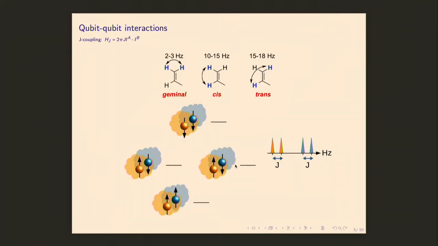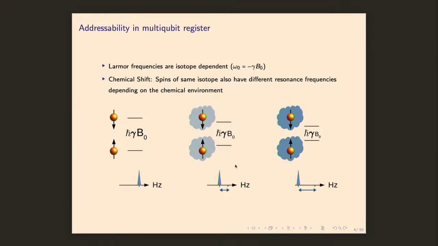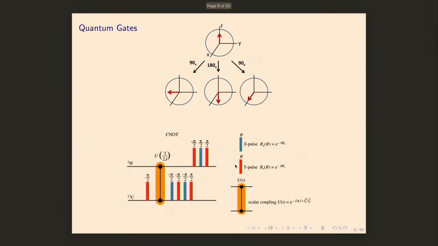For universal gates, there is Hadamard, there is CNOT, and you need one more gate, T4 or T8. All those things can be made by a combination of local gates and such interactions.